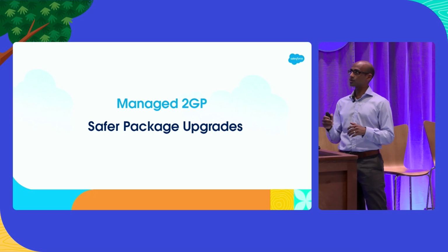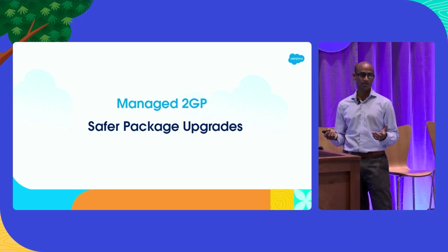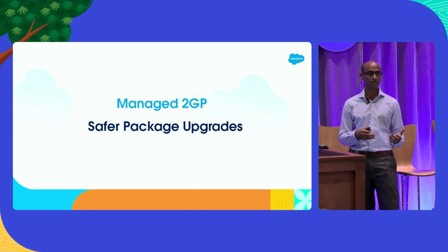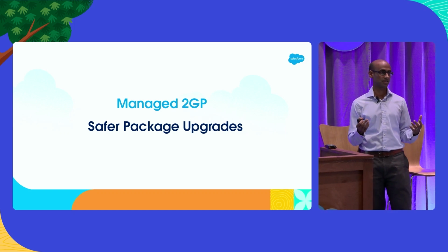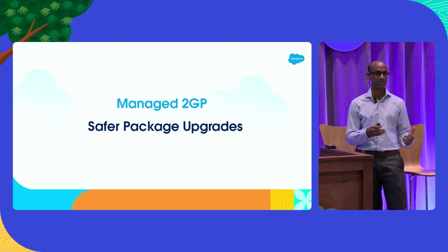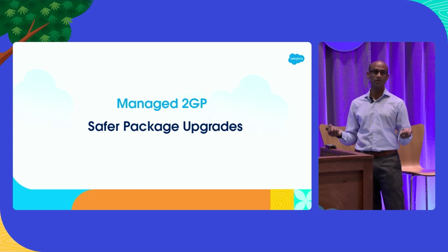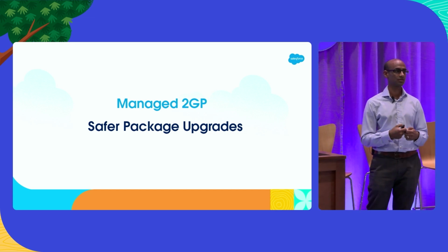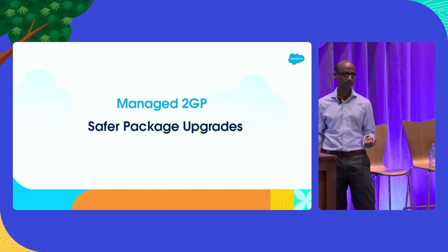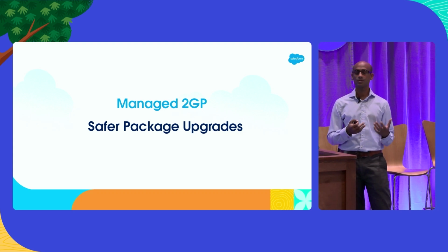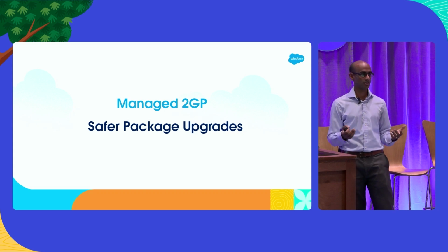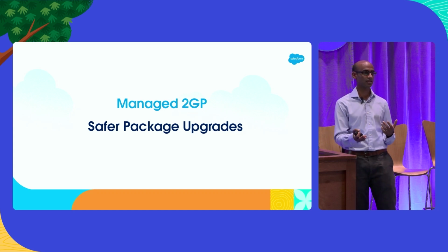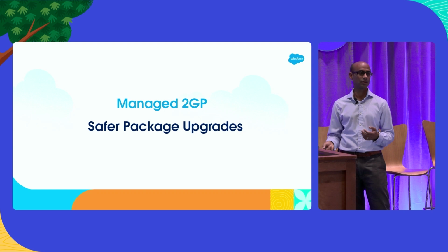So it's all about making package upgrades safer. Today, with 2GP managed packages, we have some important but basic safety, and that is around manageability rules. These are rules that mean that you can't remove things from a package that someone might be depending on. You can't delete a global Apex class or a custom object. And this is there to support the raison d'etre for managed packages, which is that once you have, as an ISV or as a publisher of a managed package, if someone installs your managed package, they can upgrade that with confidence, knowing that their integrations that depend on this thing won't break.